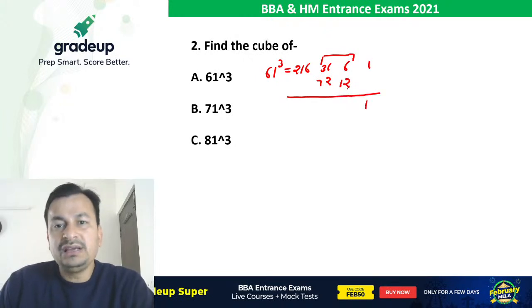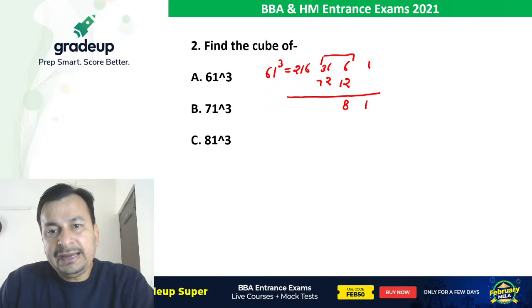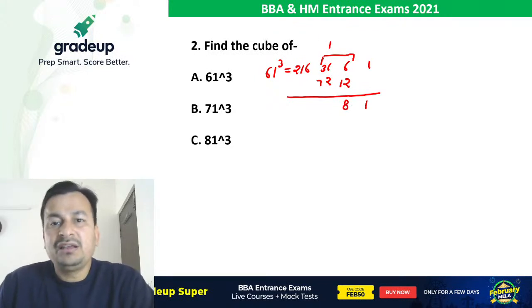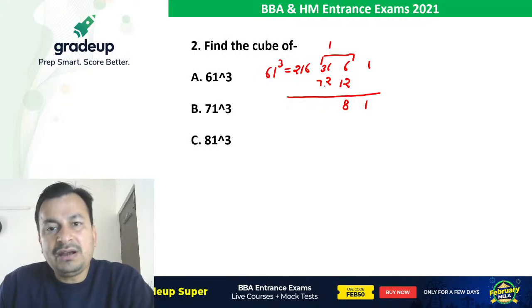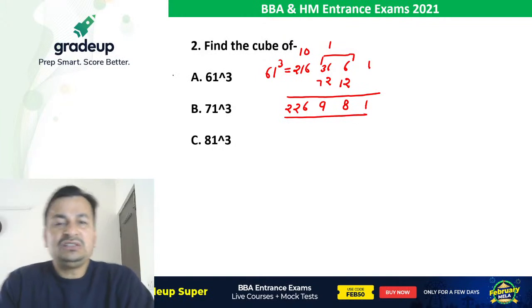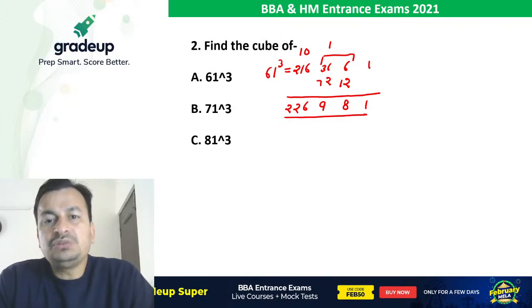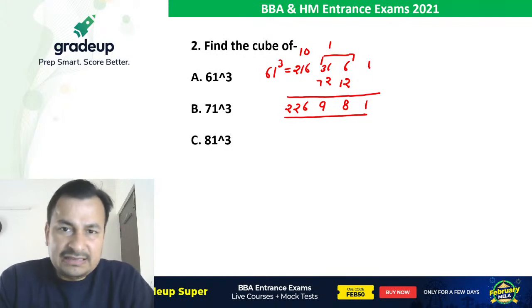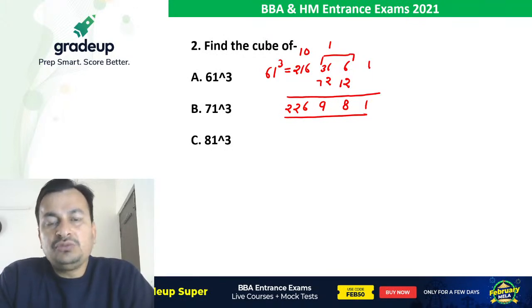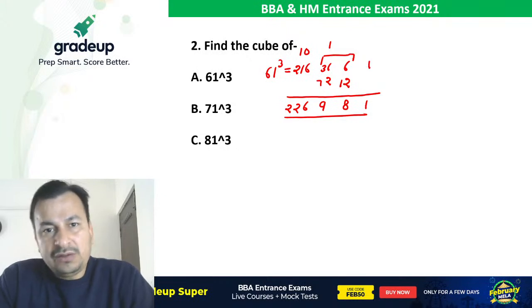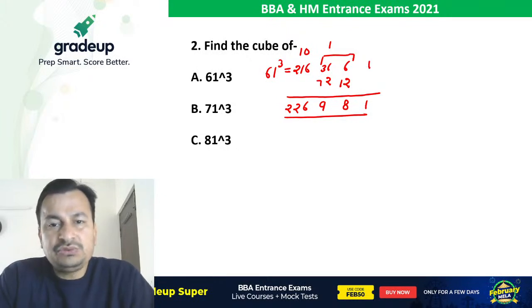So 1, 6 plus 12 18, तो 18 का 8 यहाँ पे आएगा बच्चों, 1 कैरी चला जाएगा। 36 plus 1 37, 37 plus 72, तो 37 plus 72 is 109, तो 109 का 9 यहाँ पे आएगा, 10 हमारा एज अ कैरी चला जाएगा, और 10 plus 216 मेरा कितना होता है 226। तो व्हाट इज द क्यूब ऑफ 61? It means cube of 61 is 226981. And similarly, we can find out the cube of 71 and 81. I hope this is also clear to all of you, my dear students.